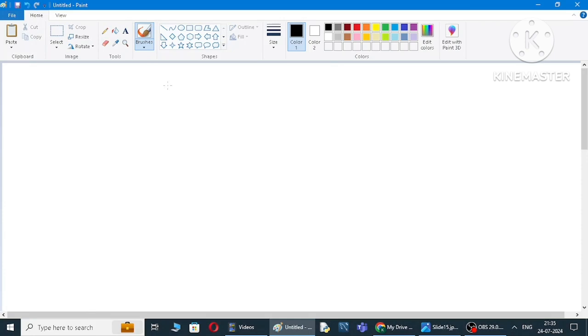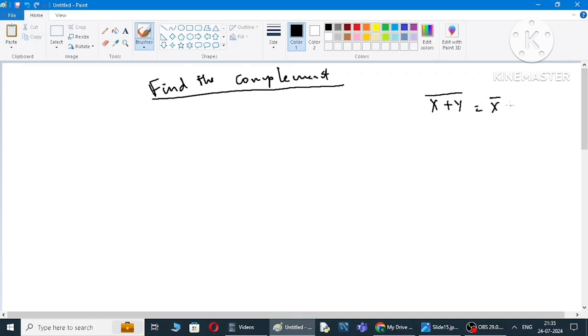Okay. Now we'll see how to find the complement of a given expression. Finding the complement is an important exercise, right? Finding the complement is actually derived from De Morgan's law. X plus y whole bar is equal to x bar dot y bar. If you observe this carefully, there is a rule called break the line, change the sign.